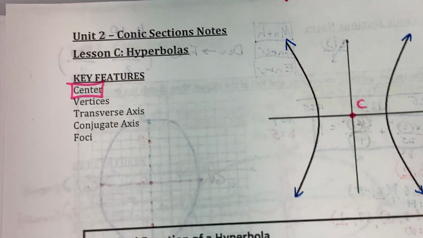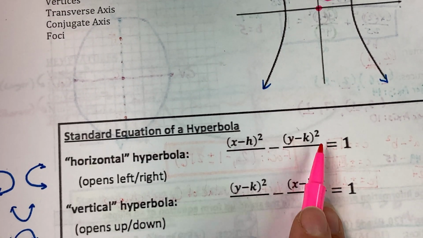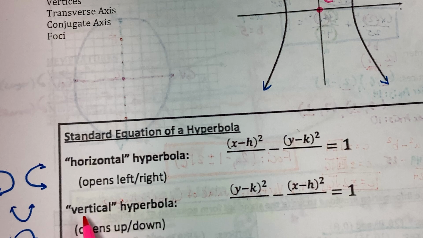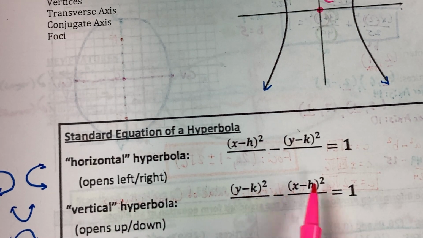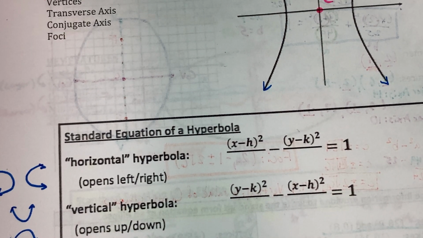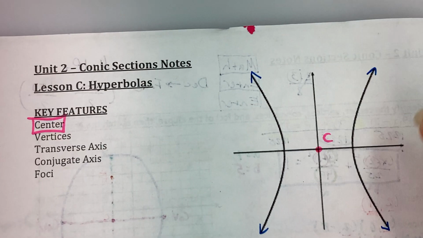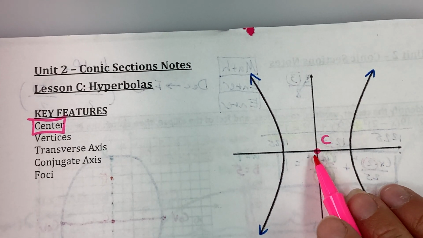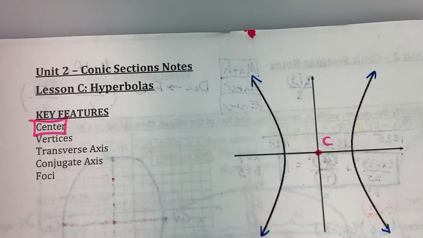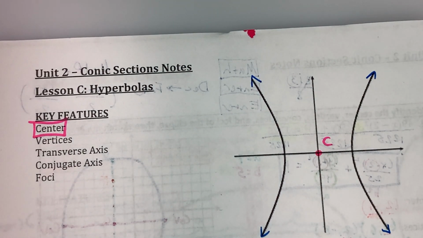So first, key feature wise, a hyperbola has a center, which is the same as the ellipse. It can be found from the h and k values, but notice in the vertical hyperbola equation, the k and the h are switched around in the equation. Also kind of interesting is the center is actually outside of the hyperbola swooshes instead of inside.